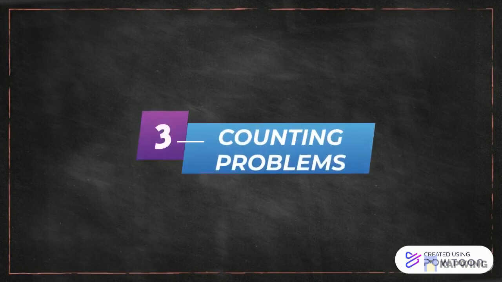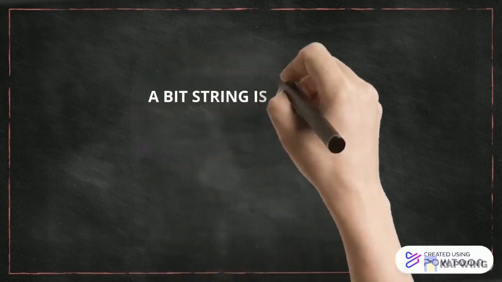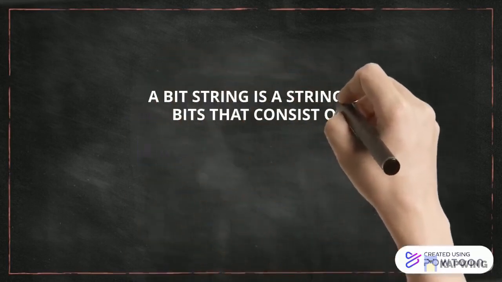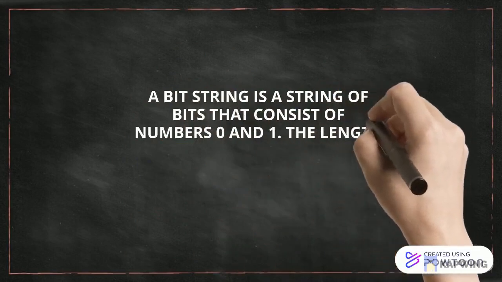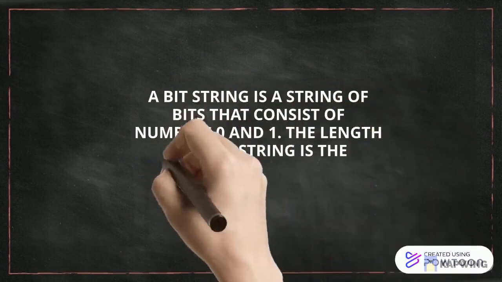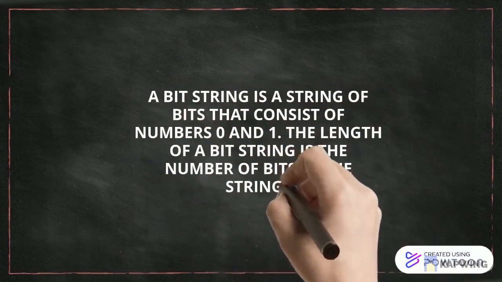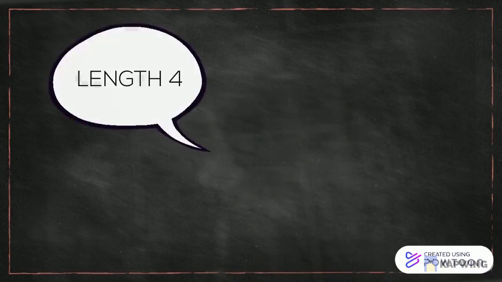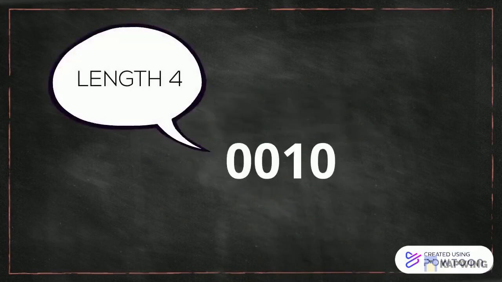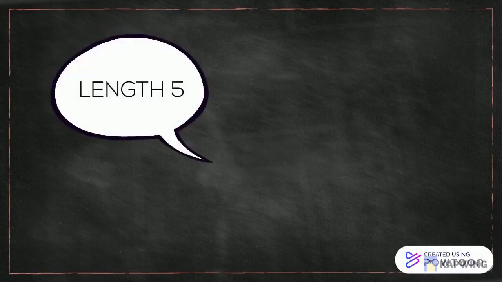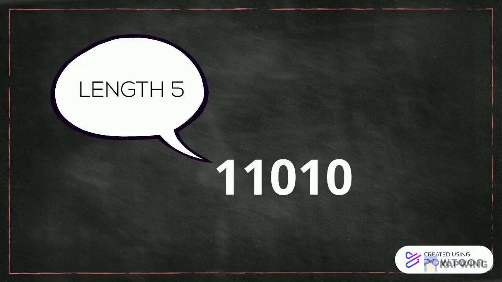For the last application is the counting problem. Here, we are counting the bit strings. A bit string is a string of bits that consist of numbers 0 and 1. The length of a bit string is the number of bits in the string. An example of a bit string of length 4 is 0010. For another example, a bit string of length 5 is 11010.